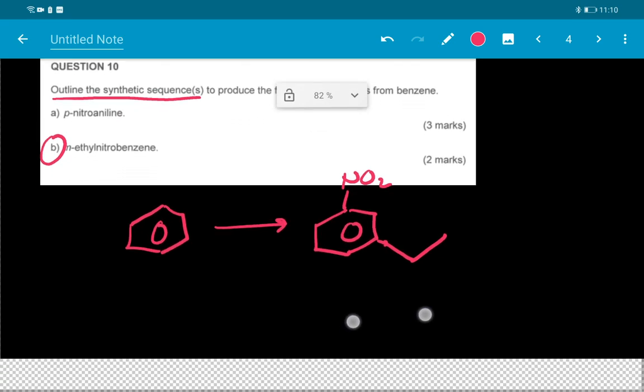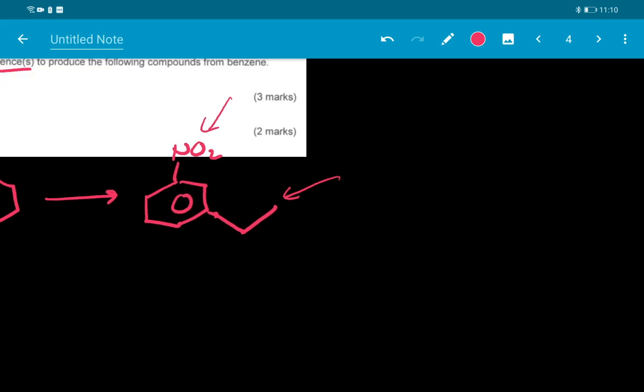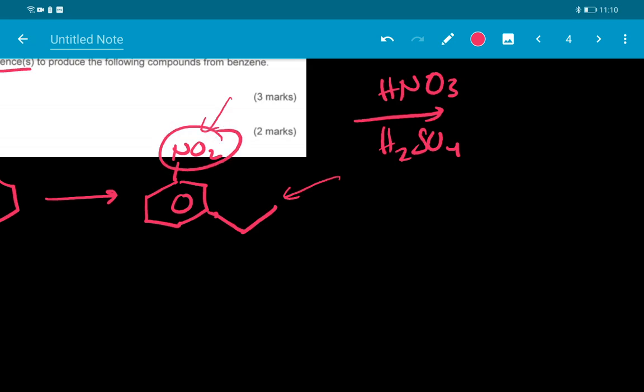Alright, so in this case, what we need to do is insert the alkyl group together with the NO2. In order to add NO2, it's quite familiar. We're going to add HNO3 and also H2SO4, nitric acid together with sulfuric acid. Then we're going to get the NO2 structure. Okay, the name of this reaction is nitration.